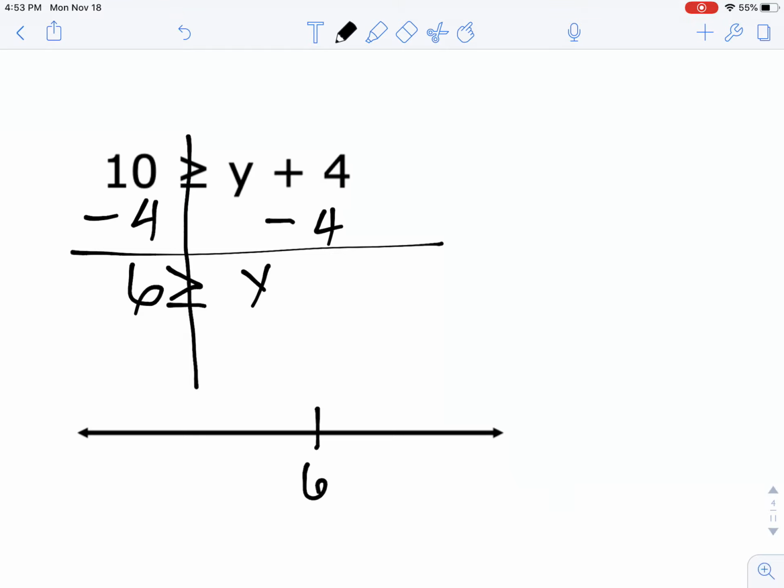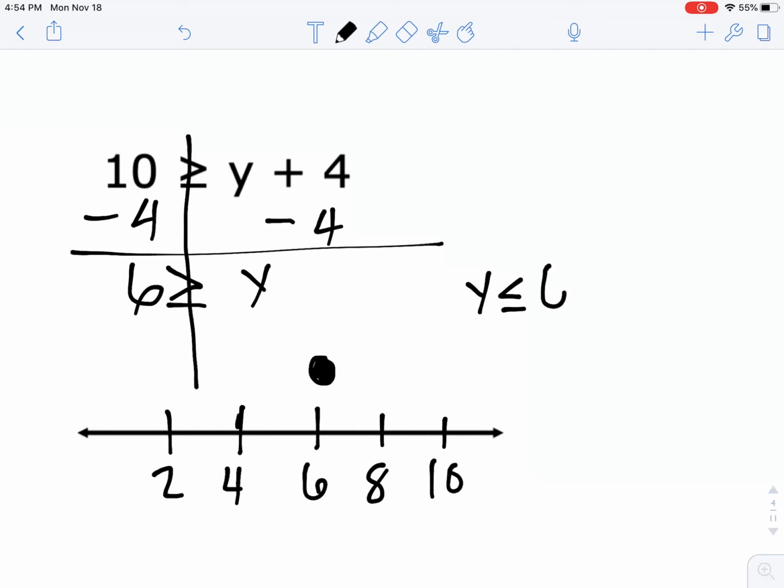Now I'm going to plot 6. I'm going to plot two numbers to both sides. I'm going to count by 2's this time, so we'll do 8 and 10, 4 and 2. We know our point is going to be at 6, and it's going to be colored in because it is greater than or equal to. So 6 is greater than or equal to y. I always like to write this in reverse. I like to have my y first. So y is less than or equal to 6.